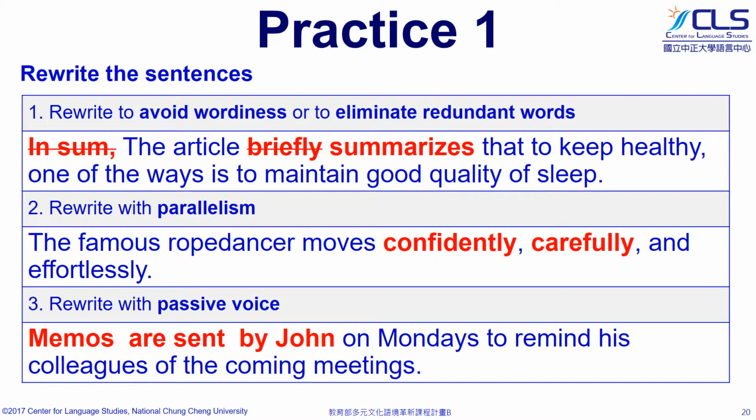Here are the answers. For the first sentence, in sum and summarizes express the same meaning, and briefly is a redundant word that can be eliminated. So we use the forceful word, the verb summarizes. To rewrite the second sentence with parallelism, we can use adverbs confidently and carefully. Finally, for the third sentence, the object memos is placed at the beginning, that is followed by are sent by John.